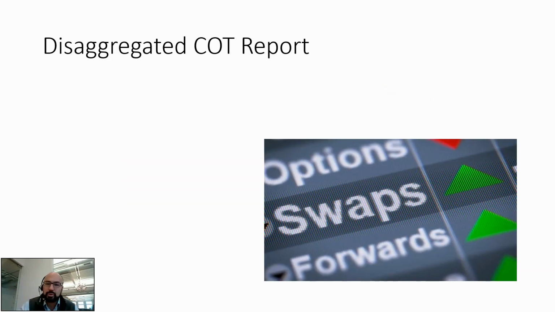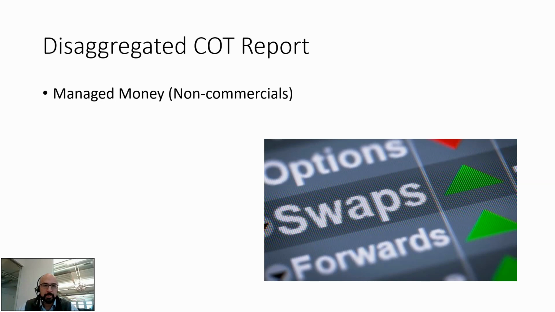The most recent version to be released was the disaggregated COT report. The disaggregated COT was started in 2009 and reflects another change in the markets: the appearance of swap dealers. It's called disaggregated because the swap dealers have been disaggregated from both the commercials and the non-commercials into their own category. There are four categories in the disaggregated COT.